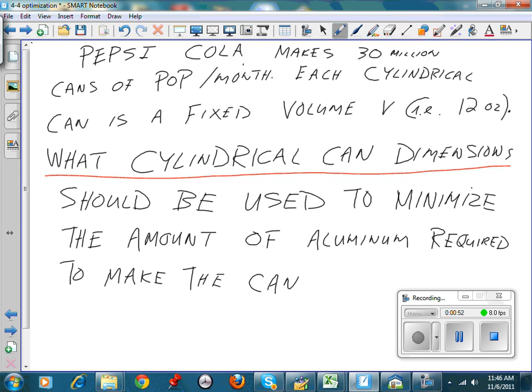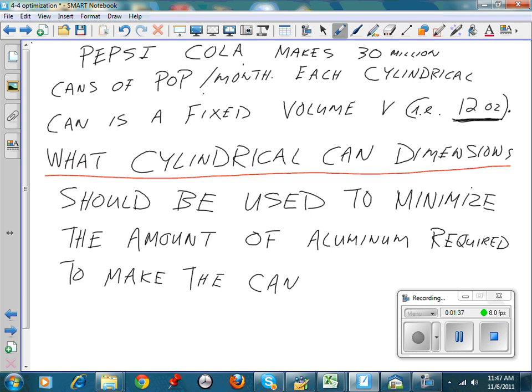So here we go. Pepsi Cola makes 30 million cans of pop per month. Each cylindrical can, so you've seen one of these cans, is a fixed volume. So we're going to say it's 12 ounces. What cylindrical can dimensions should be used to minimize the amount of aluminum required to make the can? So the amount of aluminum required to make the can would be the surface area. We're going to ignore any cost differences between the sides and the tops, and we're just going to go with the surface area. We want to keep the volume fixed, but we want to minimize the surface area of the aluminum.